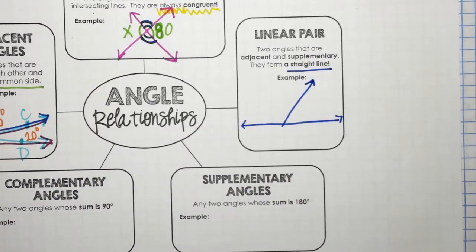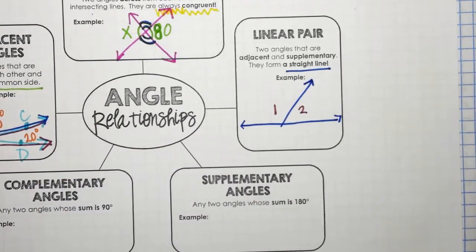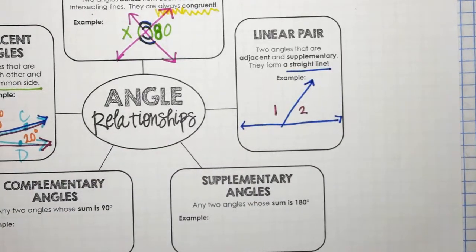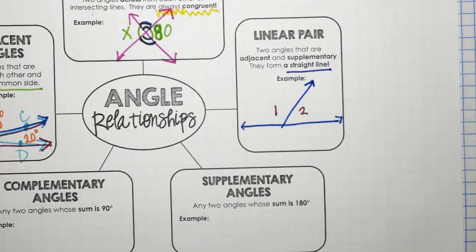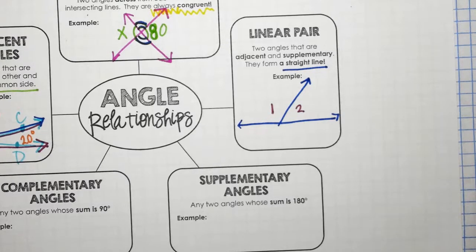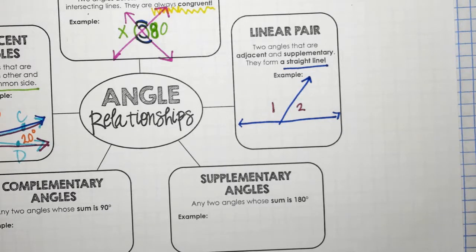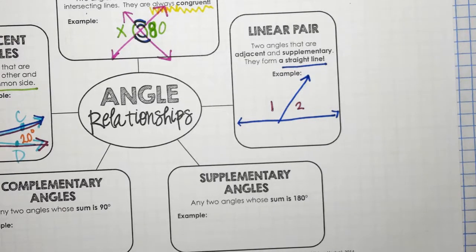So this is what it looks like. We have angle 1, angle 2. These two make a linear pair. That's it. So if I said that the measure of angle 1 was 115, what would the measure of angle 2 have to be? 75. How'd you get that? Because 180 minus whatever the first one was. How do you know that it's 180? Because it's a straight line.